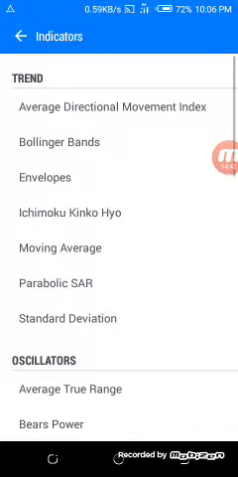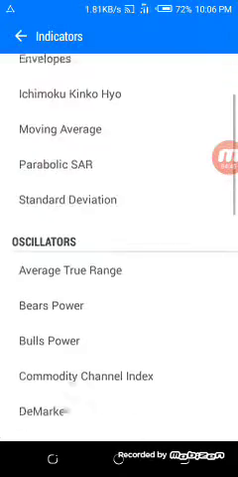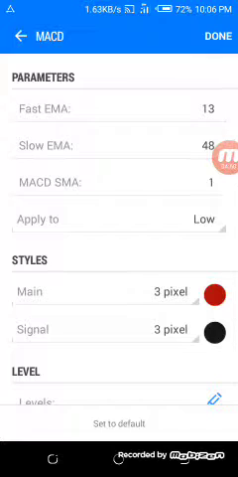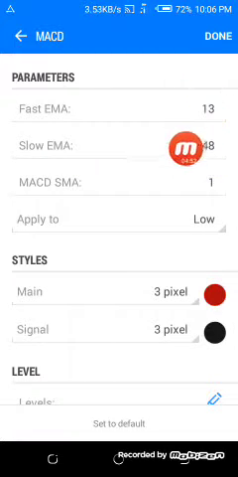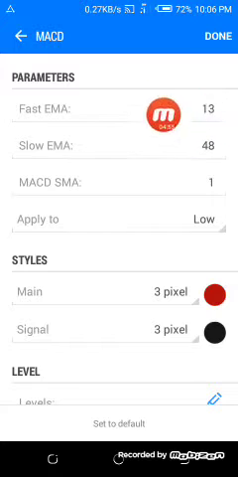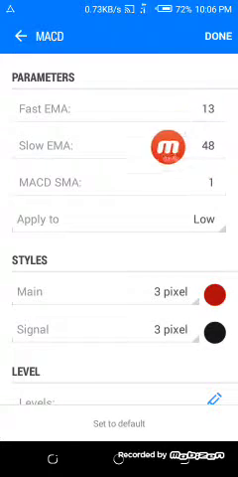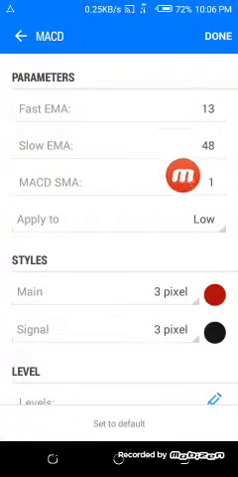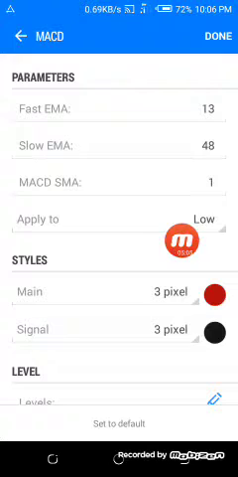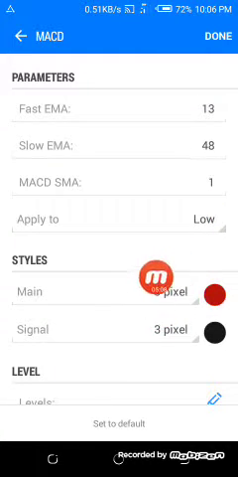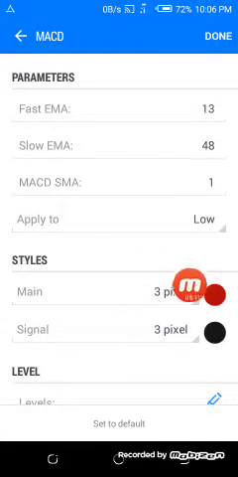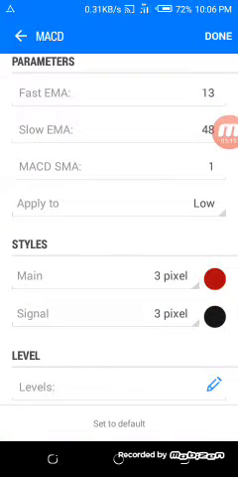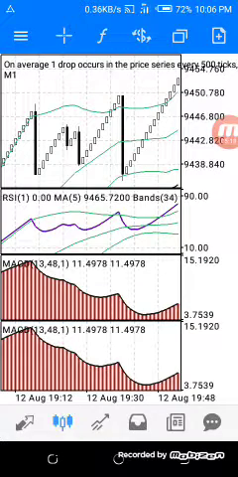Okay, then after that, you go to another indicator. You can choose indicators from here, guys. Then you go to MACD. You set fast moving average EMA 13, slow EMA 48, then MACD SMA 1, apply to low, 3 pixel. Then you can choose the color of your choice, leave the levels like that, then click done.